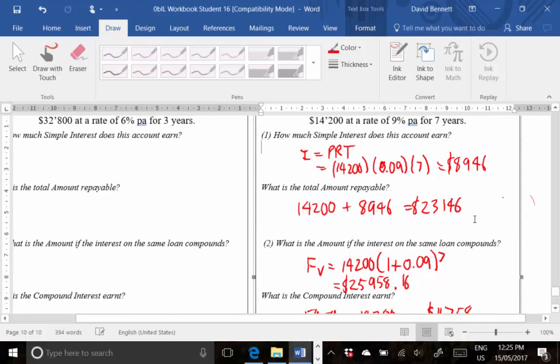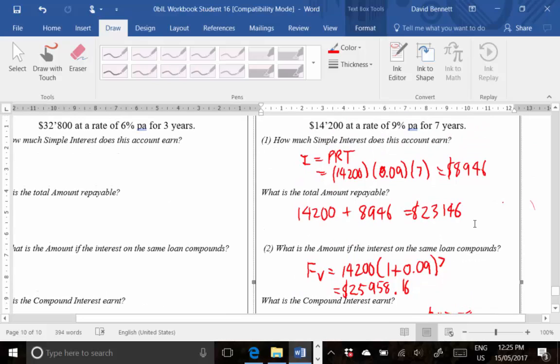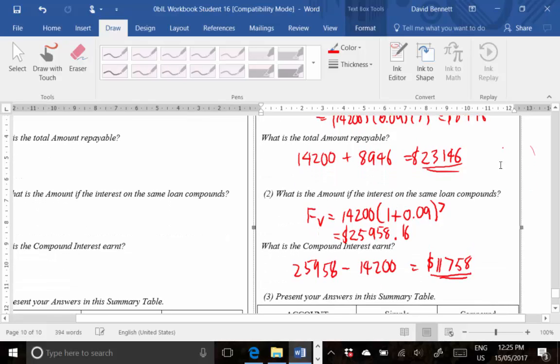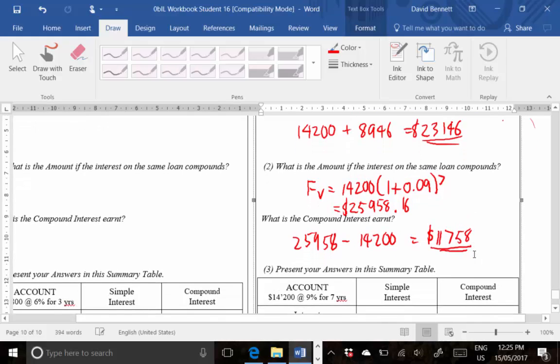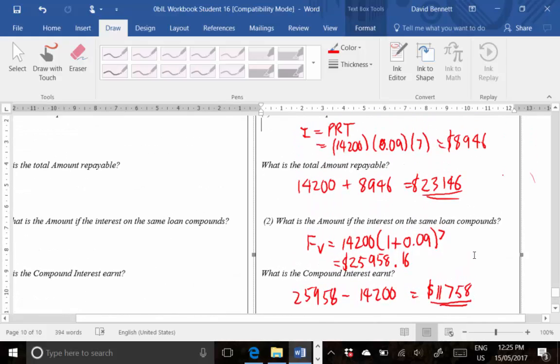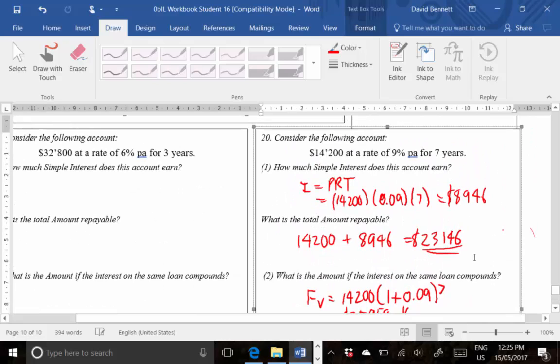On our two accounts, if I was investing that money and trying to get the biggest amount, which one would I want to use? Well, with simple interest I get $8,000 or nearly $9,000, and with compound interest I get nearly $11,000 worth of interest. That's what I'm actually doing there.